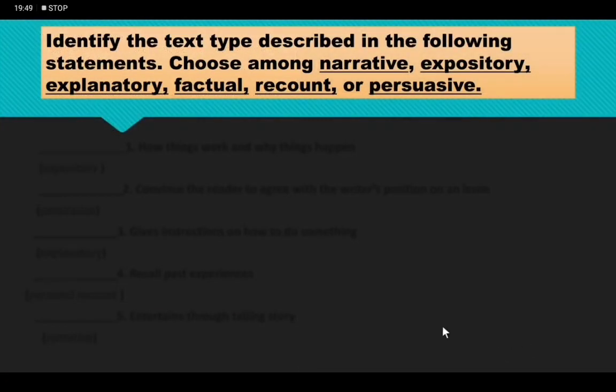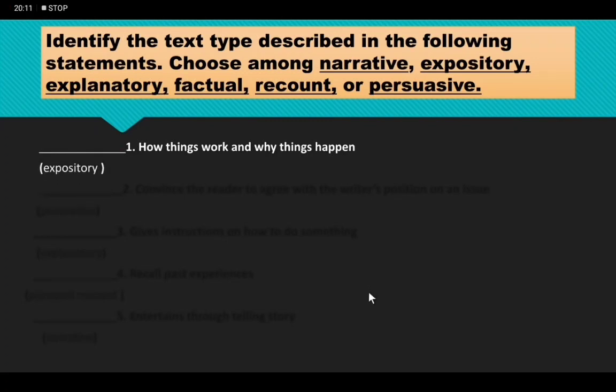Now, let us identify the text type described in the following statements. Choose among narrative, expository, explanatory, factual, recount, or persuasive. Number 1. How things work and why things happen. The answer is expository.